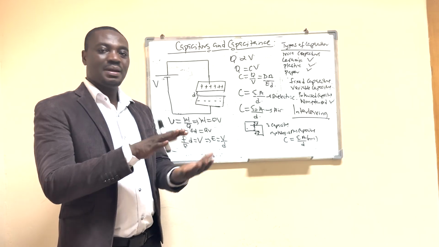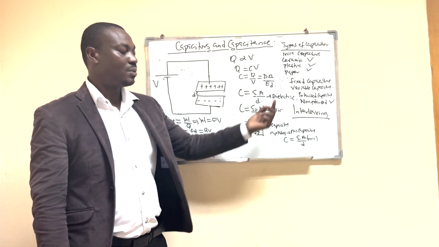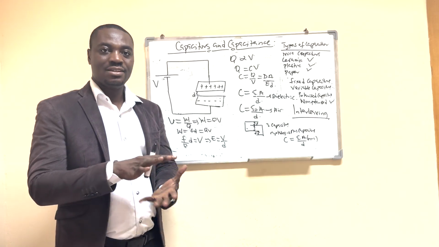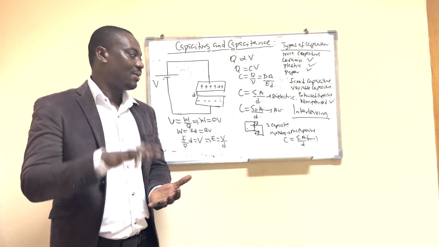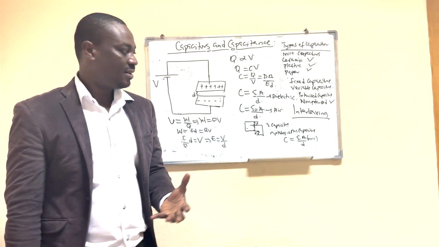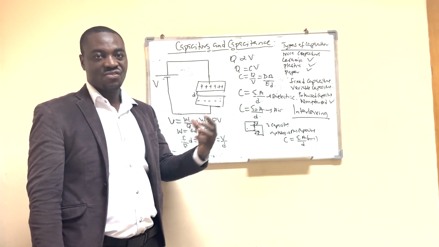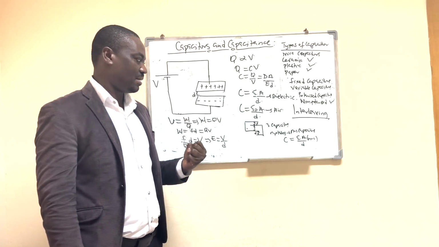And depending on how much capacitance you want to have, you should probably start with a dielectric with a very high permittivity, right? So this formula becomes very important when you are trying to design a capacitor.